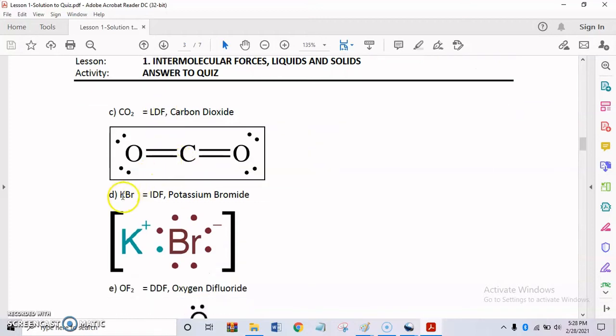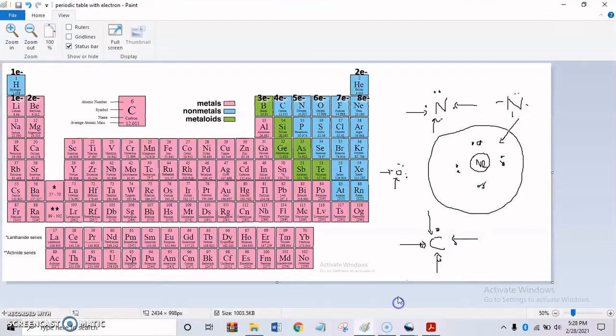And so, letter D, potassium bromide. Potassium is an ion. It is a cation, metal. And bromine is a halogen. A halogen, okay. Balik tayo sa periodic table natin. Si potassium, ayan. Meron siyang one electron only.